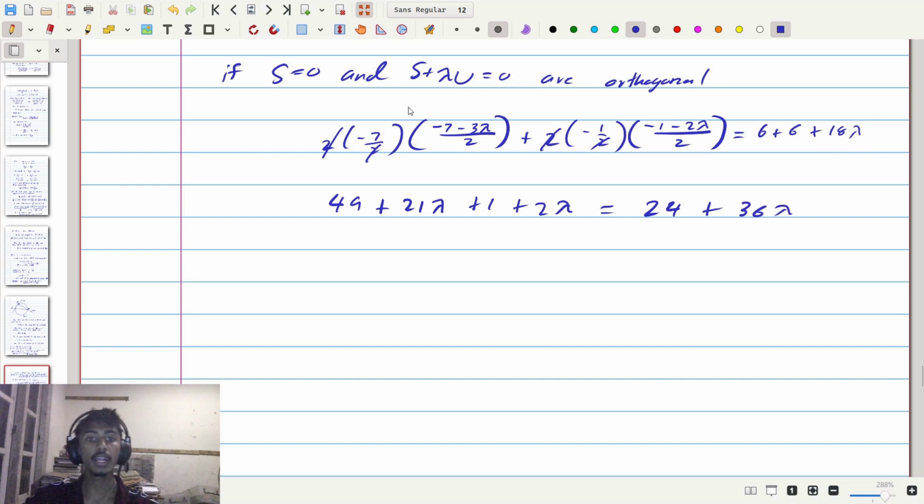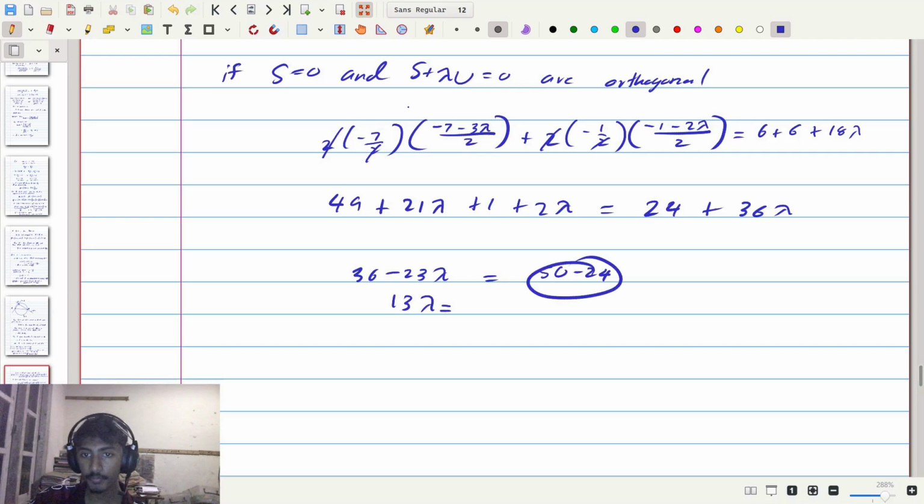So we get this. Now simplifying this down, we can see on the left hand side we have 21 plus 2, which is 23 lambda. Taking the other side we have 36 minus 23 lambda, and on the other side we're going to have 49 and a 1, which is 50 minus 24. Now simplifying this down, we can see on the left hand side we have 13 lambda and on the right hand side we have 26. So we get 13 lambda equals 26, and dividing both sides by 13 we get lambda equals 2.